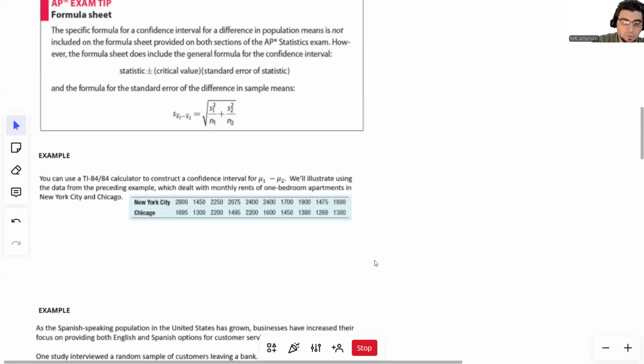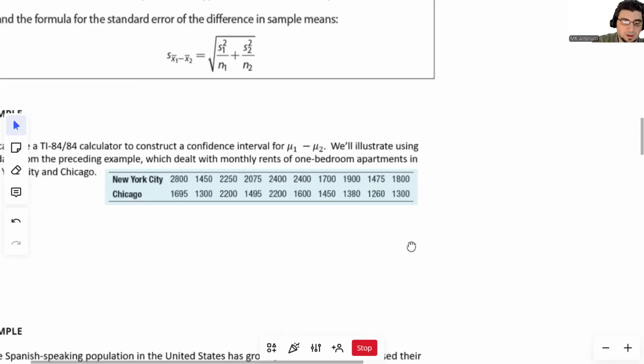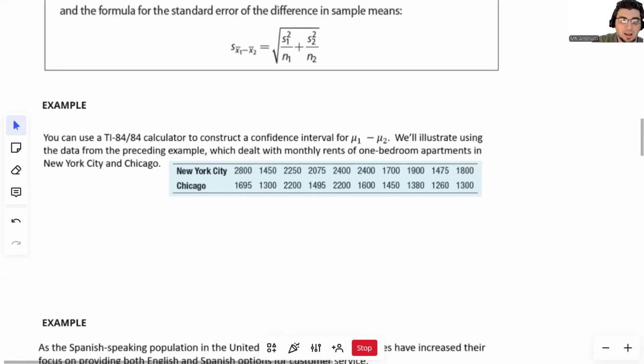Okay, so what we're first going to do is look at an example here. We're going to look at how to do this on the TI-83 or 84 calculator, and we're going to construct a confidence interval just real quick using the information from the previous example in the previous video about the one-bedroom apartments in New York City and Chicago. So I have the data here, and I'm going to show you how to do this on the calculator.